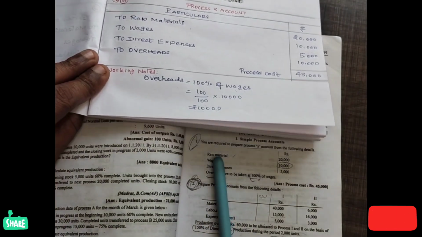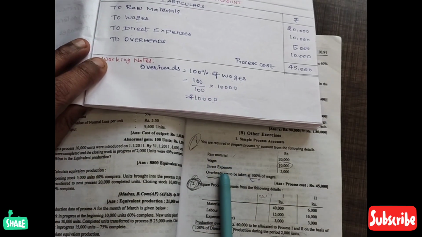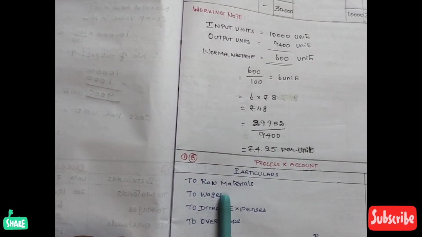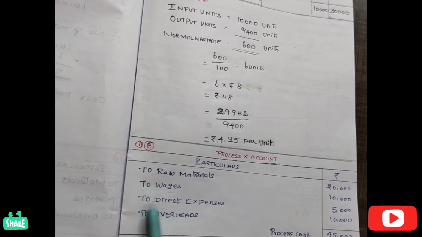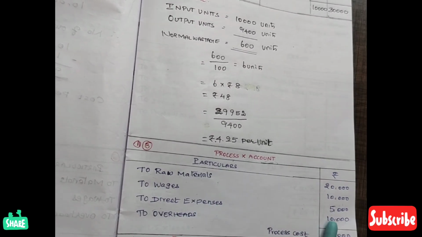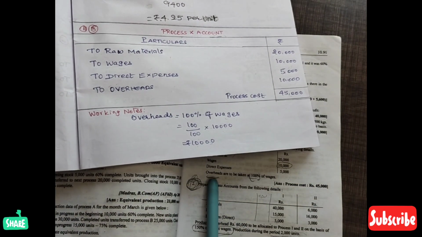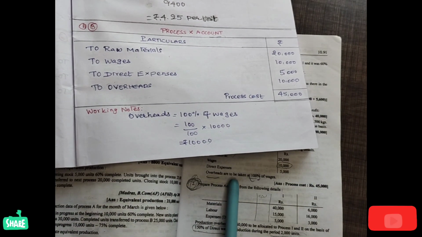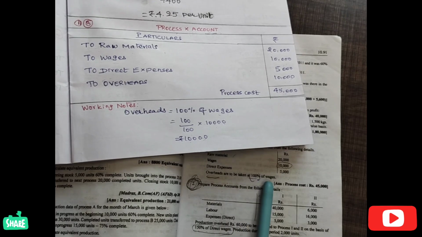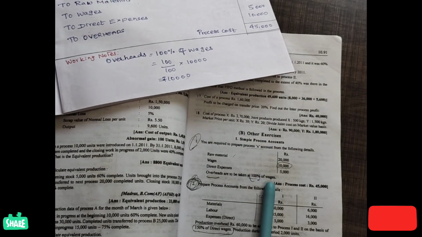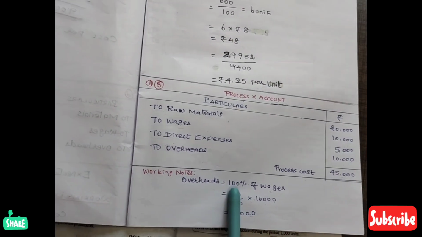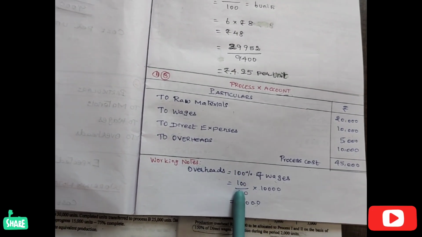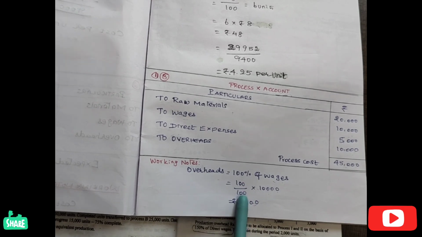So as per the question, raw material, wages, direct expenses you have entered here. The raw materials 20,000 rupees, wages 10,000 rupees, direct expenses 5,000 rupees, and the additional information they have given, overheads are to be taken at 100% of wages, right? So wages value is what? 10,000 rupees. So 100% means 100 divided by 100. Percentage means divided by 100.